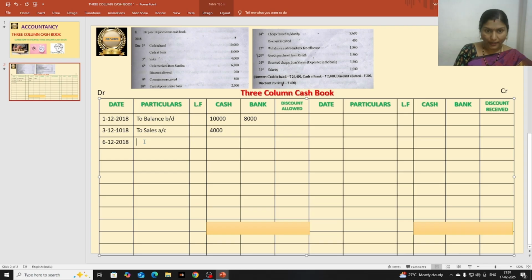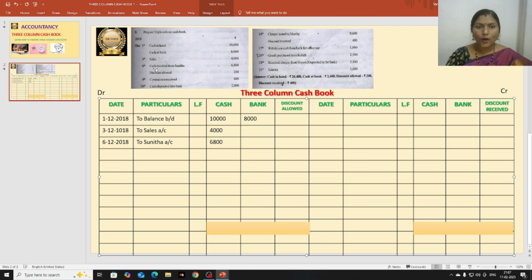To Sunita account. And where to write the amount? What actually is the business receiving? Cash. Okay, so we should put the amount in the cash column only. That is how much? 6,800. Let us write 6,800 in cash column.